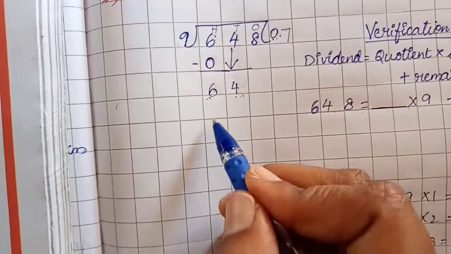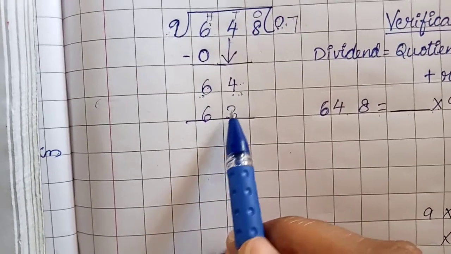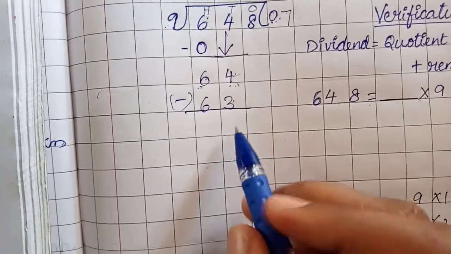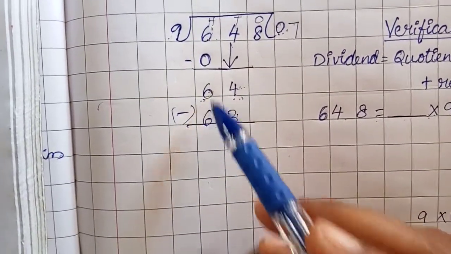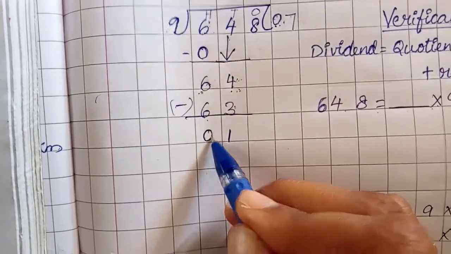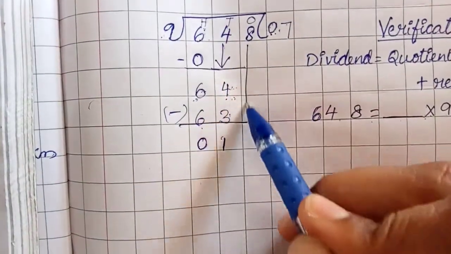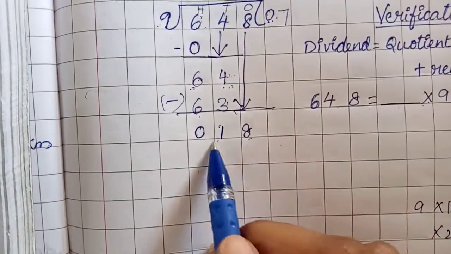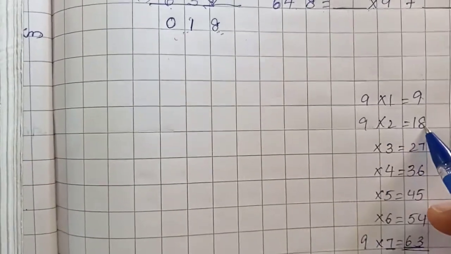9 sevens are 63, right? So now do subtraction. 4 minus 3 is 1 and then 6 minus 6 is 0. So tens place is also over. Now ones place will come down. Now we will get, what is the number? 18. So where we will get 18 in 9th table? At 9 twos are 18.